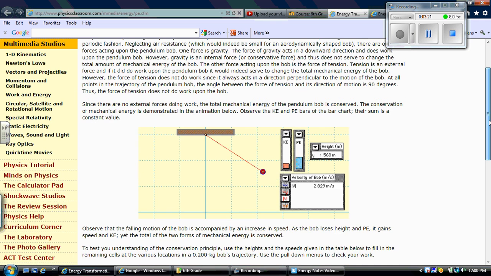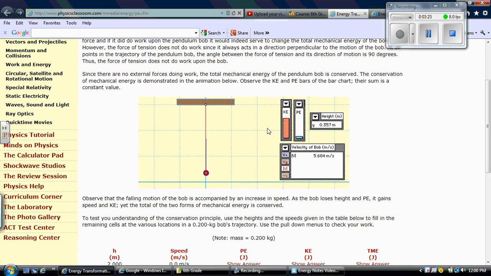If you take a look at this pendulum, it's showing you KE and PE. Notice the higher the pendulum gets, the more potential energy it has. The lower it goes, the less height, which means the more kinetic energy the pendulum has, and that's when the pendulum is moving. When it's not moving, it has the highest potential energy and the lowest kinetic energy.